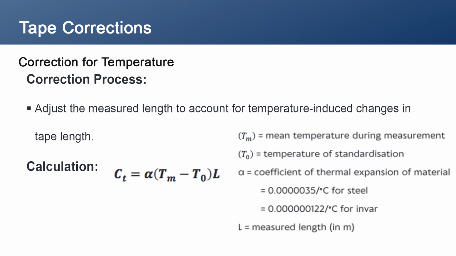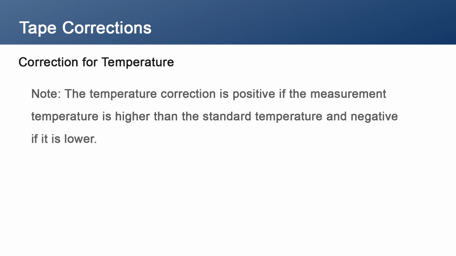Ct is equal to alpha into (Tm minus T naught) into L, where Tm is the mean temperature during measurement and T naught is the temperature of standardization, and alpha is the coefficient of thermal expansion of the material, which is 0.000035 per degree centigrade for steel and 0.0000122 per degree centigrade for invar, and L is the measured length in meter. The correction is positive if the temperature during measurement is more than the standard temperature, and negative if the temperature during measurement is less than the temperature at which the tape was standardized.